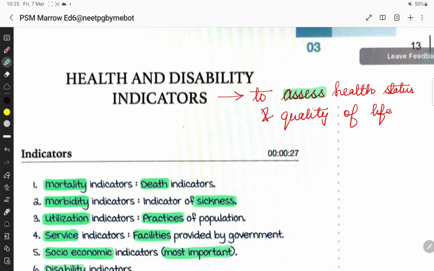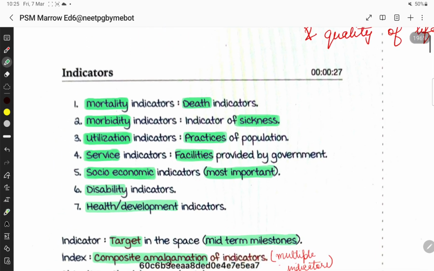The next module is on health and disability indicators. These indicators are used to assess the health status and quality of life in a population. What is the use of these indicators? To assess the health status and the quality of life in a population.